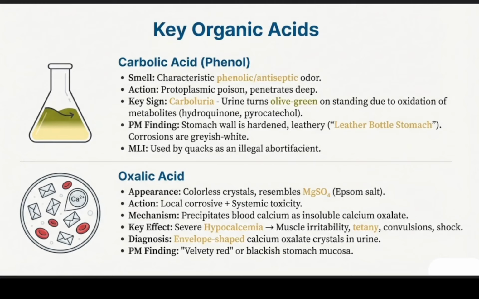Now the most important diagnosis is envelope shaped calcium oxalate crystals in the urine. This is very much important. Velvety red or blackish stomach mucosa is the post-mortem finding. Important one. Remember, which is the acid having local corrosive and systemic toxicity? That is oxalic acid. Remember this.